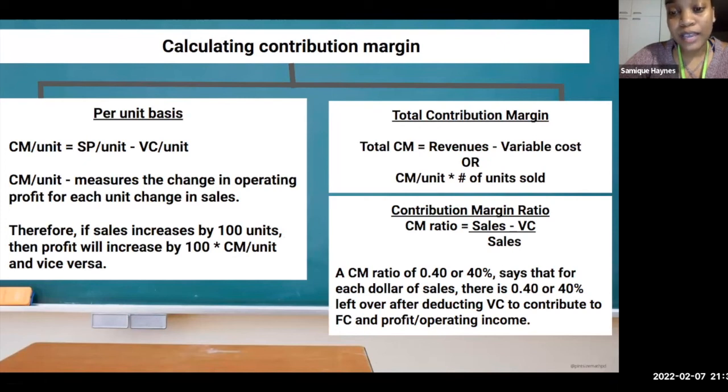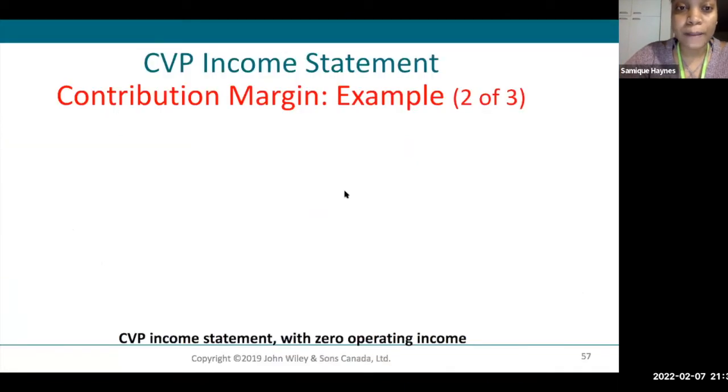And like the video said, a contribution margin ratio, which I said before is our contribution margin divided by our sales, can tell us, for example, if it's 40%, that for each dollar of sales, there is 40 cents, or 40% of the dollar, left over after deducting variable costs to contribute to our fixed costs and our profit. So that is basically what the contribution margin ratio is telling you. What percentage can we contribute to our fixed costs and our operating income?